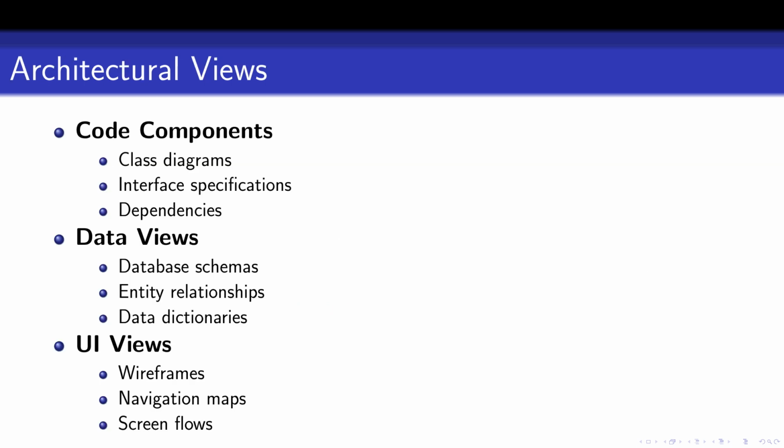Software architecture can be understood through various views. Code components include class diagrams, interfaces, and dependencies. These help visualize the structural relationships within the codebase. Data views focus on database schemas, entity relationships, and data dictionaries. They ensure a clear understanding of how data is stored, related, and accessed within the system.